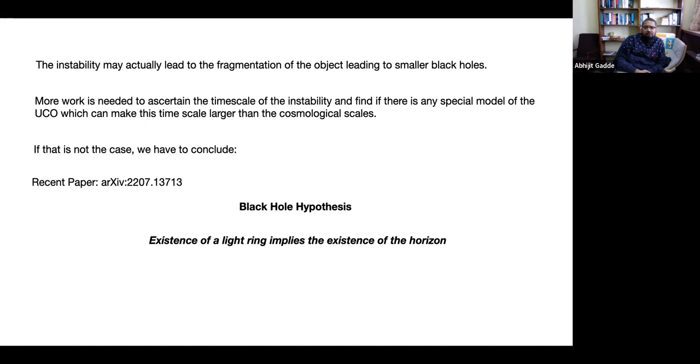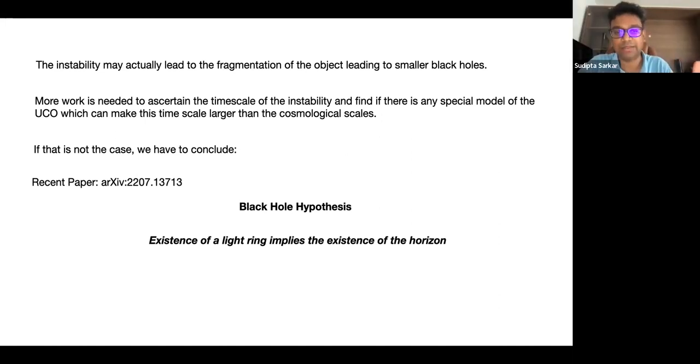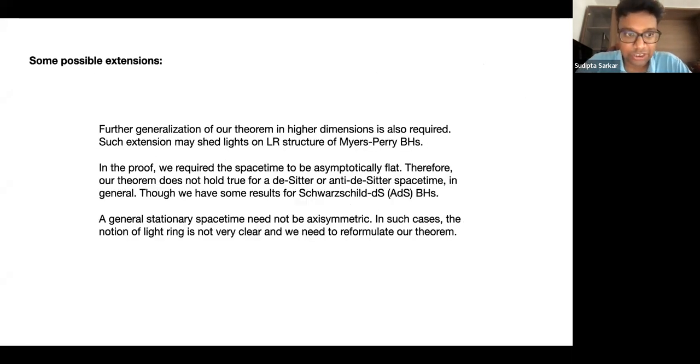So on a cosmological time scale, what you are seeing in the sky as an image are all black holes. If it is not the case, we have to conclude, and this is what we call in the GR community nowadays the black hole hypothesis, that if there is a light ring, it implies the existence of the horizon. So there are possible extensions of our work.